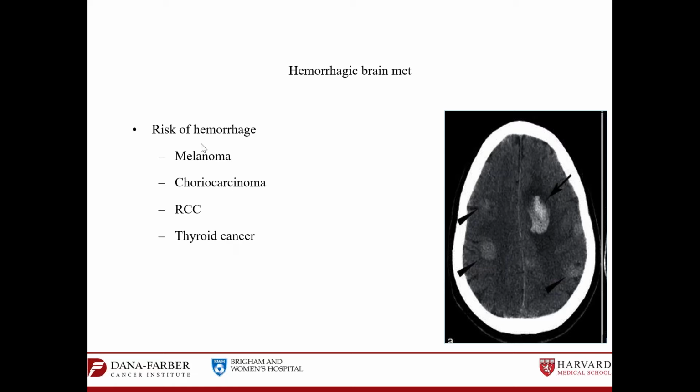Those are some types of primaries that present as hemorrhagic brain metastasis, like melanoma, choriocarcinoma, renal cell carcinoma, and thyroid cancers. They present as hemorrhagic brain metastasis most of the time, and so you can see those even on CT scan, right? That's the CT, because it's a bright bony component.